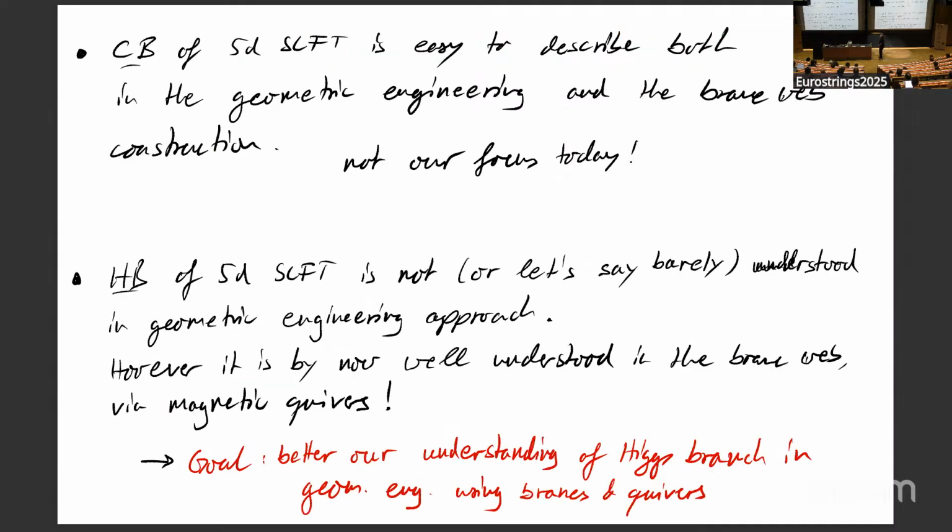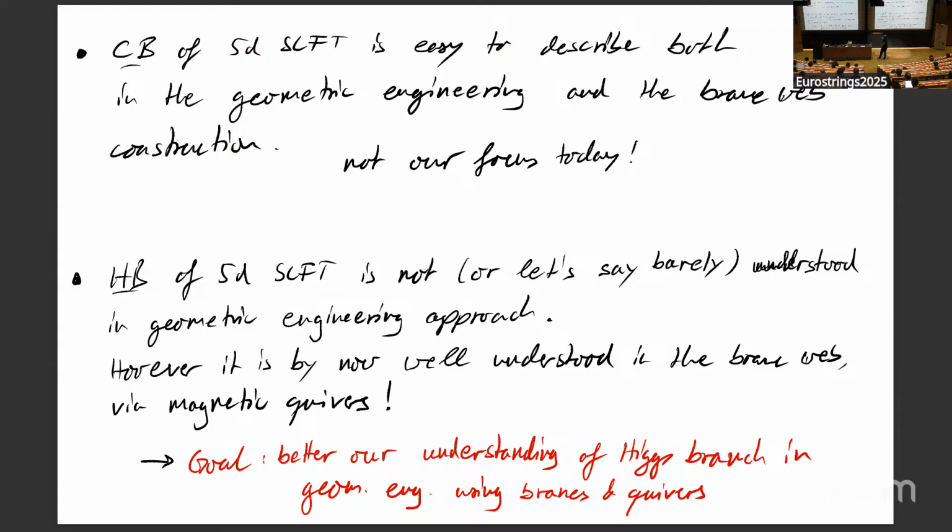Okay, so the Coulomb branch of a 5D CFT is very easy to describe, both in the geometric engineering and in the brane web construction. So we're not going to talk about this. This has been done 20 years ago, and it's really nicely understood, and it's just not a problem. The Higgs branch of a 5D CFT is barely understood in the geometric engineering approach. People typically think the Higgs branch is the easier object because we learn it's classical or something, but this is just not true.